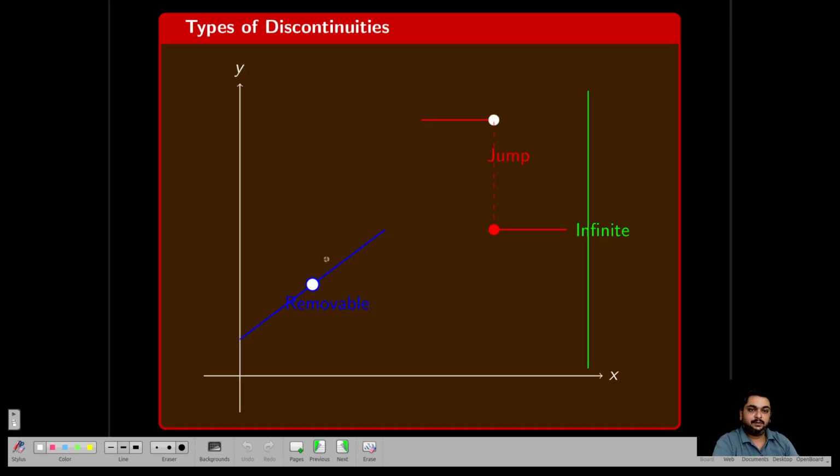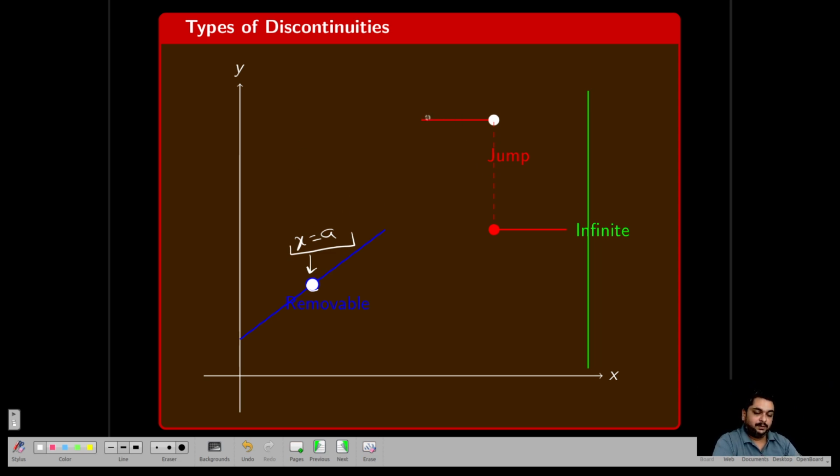So here are the different types of discontinuities. Removable means what? There is a hole here, right? At some x equal to a, there is a discontinuity at this point. So such a thing is called removable.